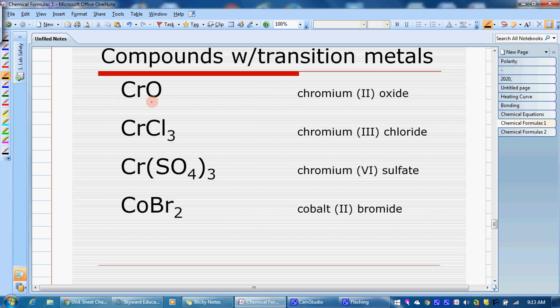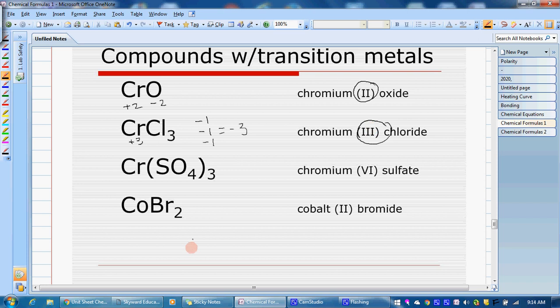Again here, oxygen is -2, so that means chromium has to be +2, so that's why there's a Roman numeral 2 here. Each chlorine has a -1 charge. There's 3 of them, so chlorine's -1, -1, and -1. So that means to get a total, it would be -3. We want to cancel that -3 out, so chromium has to have a +3, so that's why there's a Roman numeral 3 here.